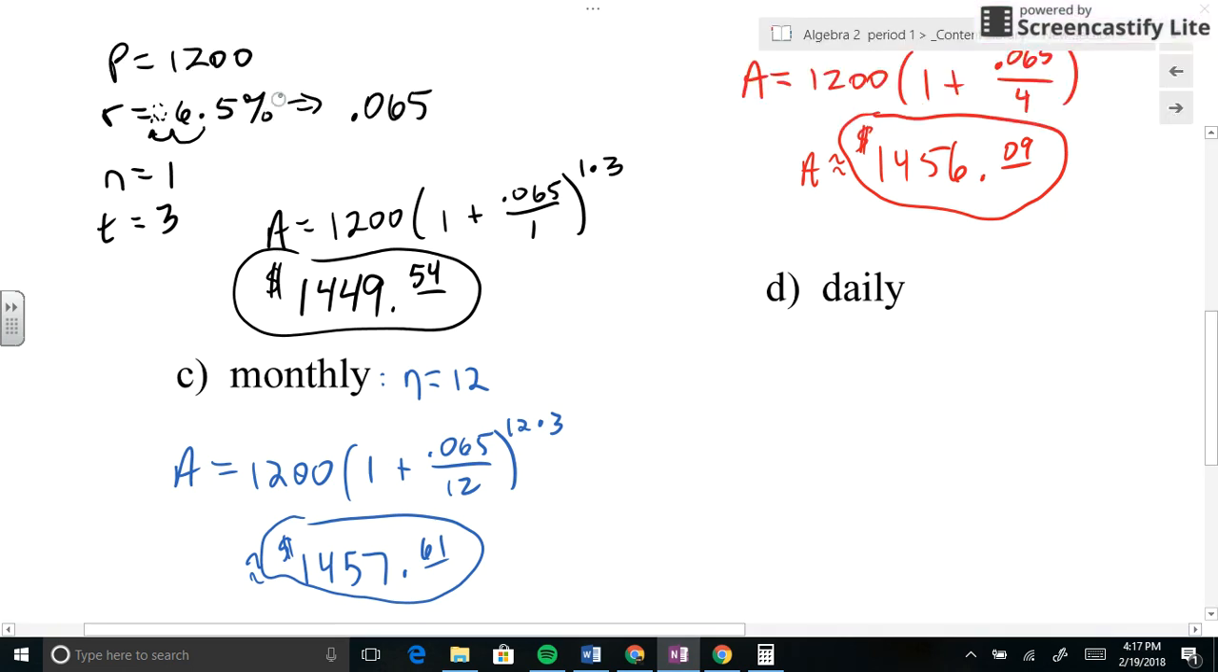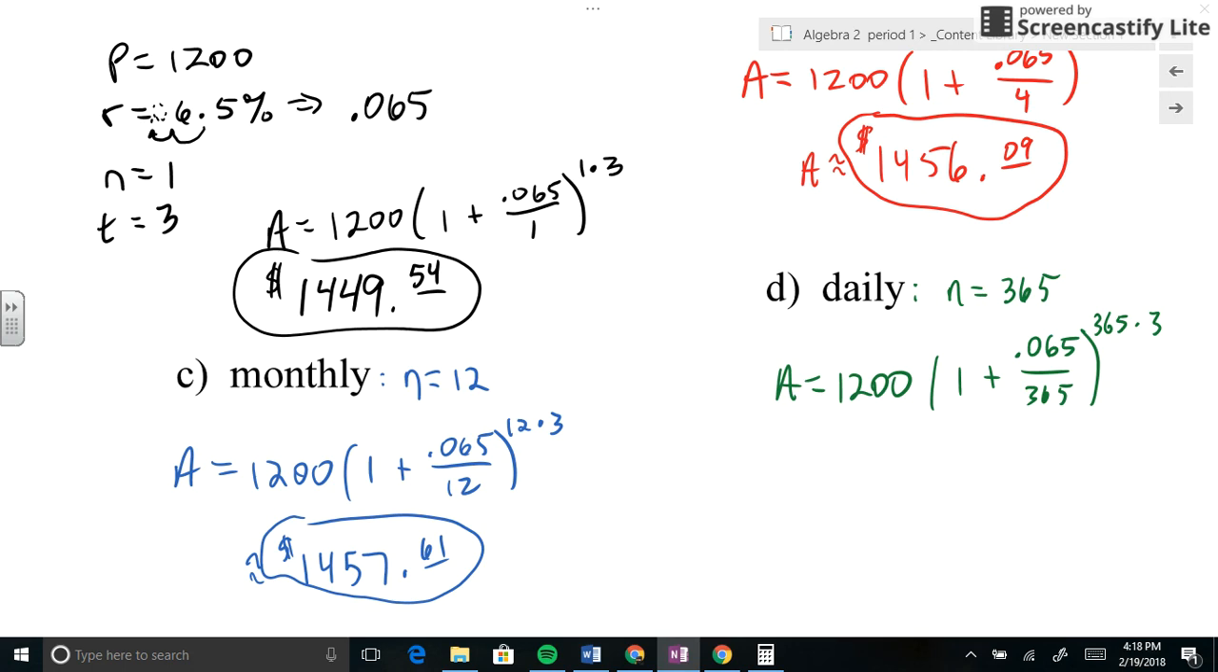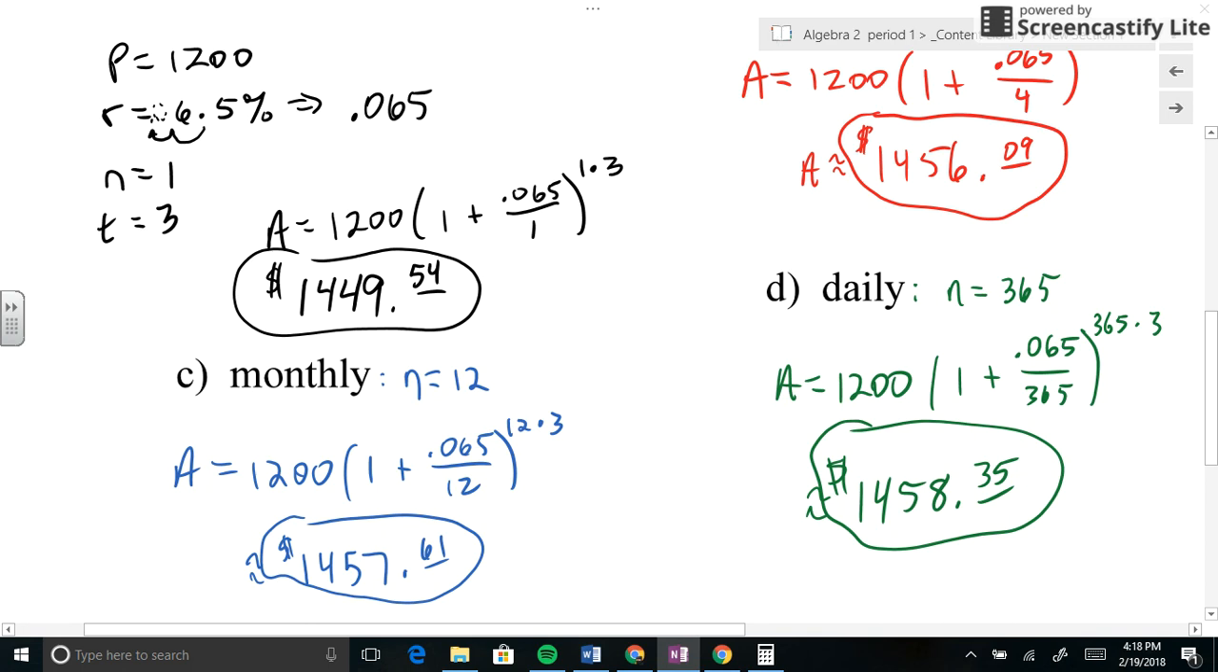So then the last one, we're going to do this daily. And since there are 365 days in a year, we are now going to put 365 in for N. So we type in the same formula, 0.065, but this time we divide by 365 and we raise it to the 365 times 3. And we get approximately $1,458.35. So we can see how the more times we calculate the interest, the more money we're actually going to end up making. So that's how we do compound interest.